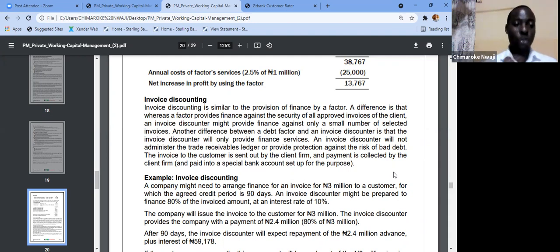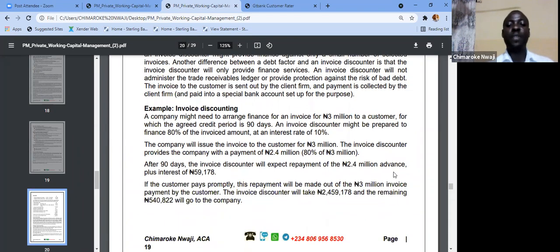And now you go to the bank or you go to any finance house to get money and you bring your credit invoices from Dangote as a security for that money you're going to take. So it means that they know Dangote is going to pay, and when they pay, you are going to pay up your debt. So that is the invoice discounting. Let's look at an example here.